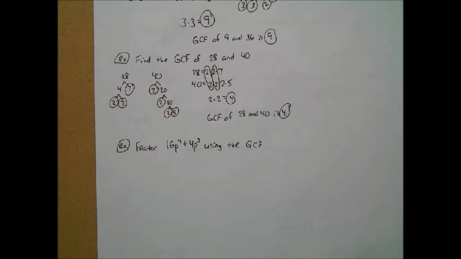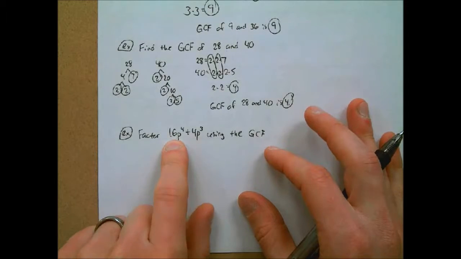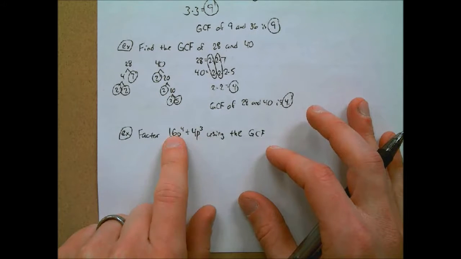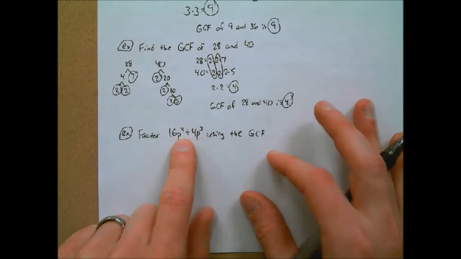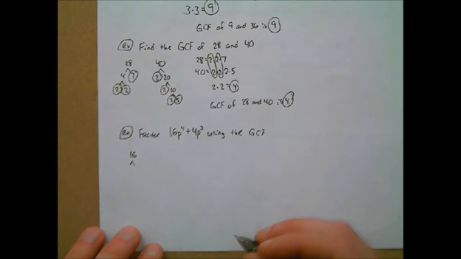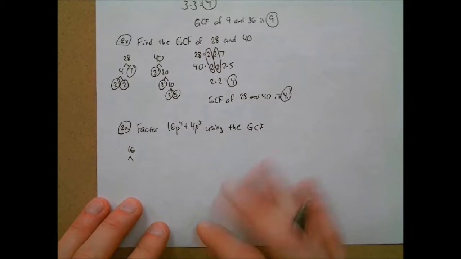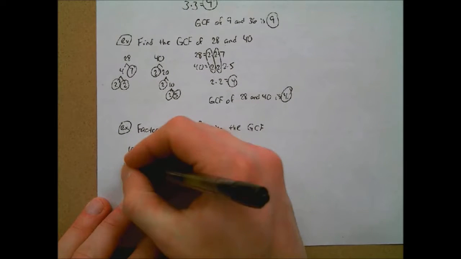Okay. Good. All right. So we've got to figure out the GCF of this 16p to the fourth and the 4p cubed here. So what's the biggest thing that divides both of these? Well, let's take a look. I'm going to take my number 16 and break it down. What can we divide 16 by? 4, okay. 16 is 4 times 4.